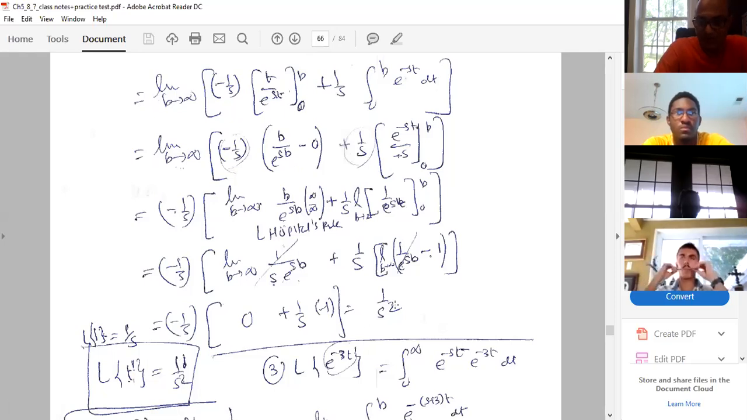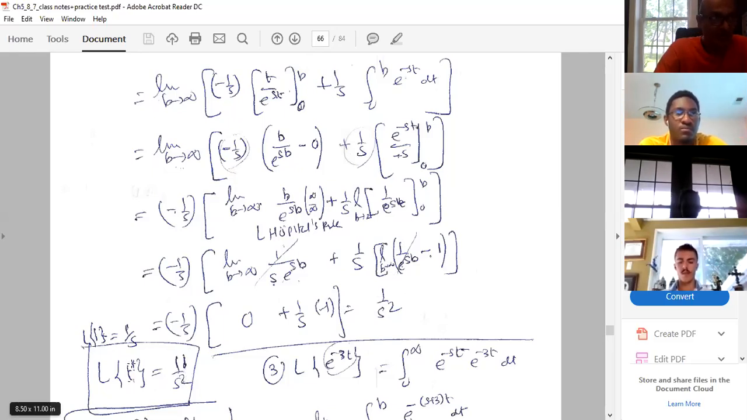I don't want to read this as 1 over s square, but I would like to read it as 1 factorial over s square, because 1 factorial is 1. I don't want to look at this as s square. I want to look at it as s to the power 1 plus 1. Whenever I have t to the power 1, that means exactly that 1 I have to replace. I have to take 1 factorial over s to the power of that 1 plus 1.